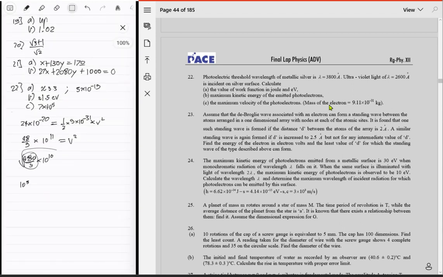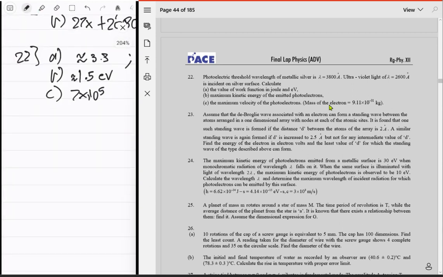Next question. ये of course पूरा error से भरा हुआ है, but who cares.